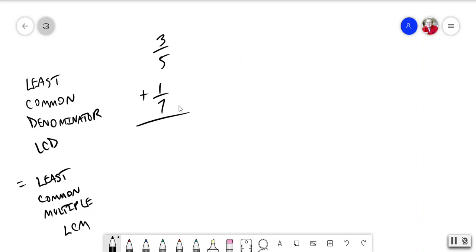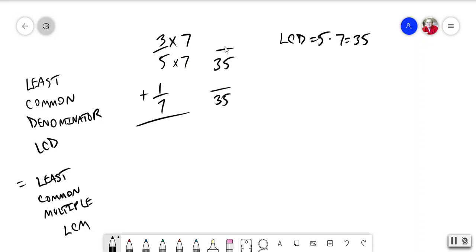For 5 and 7, they are relatively prime. Nothing goes into both of them but 1. So the way to get the LCM or LCD is just 5 times 7, which is 35. With each of these, then, you say, what times the denominator will give me the common denominator? The answer is 7 here. And whatever you multiply the denominator by, you must multiply the numerator by also.